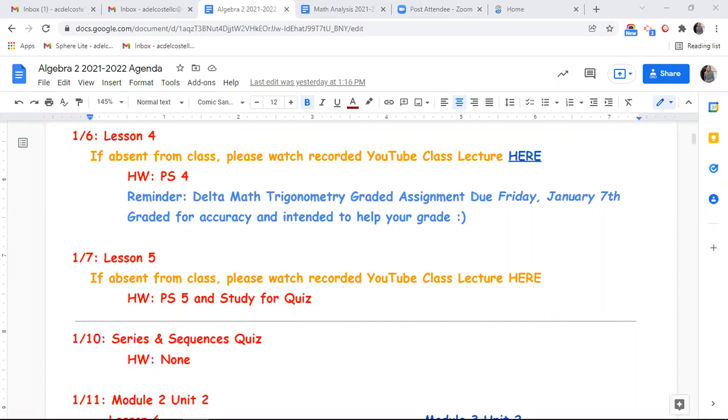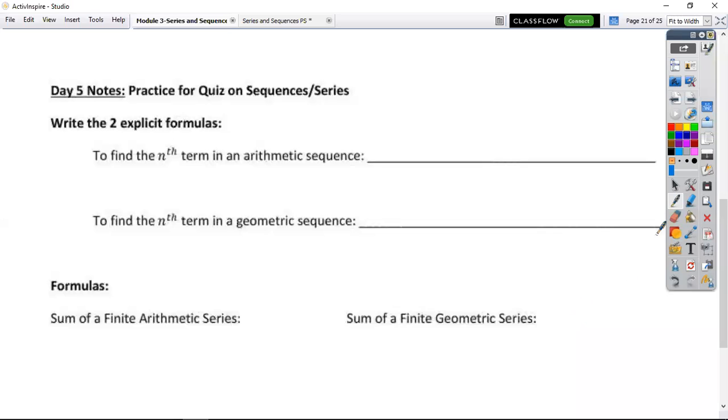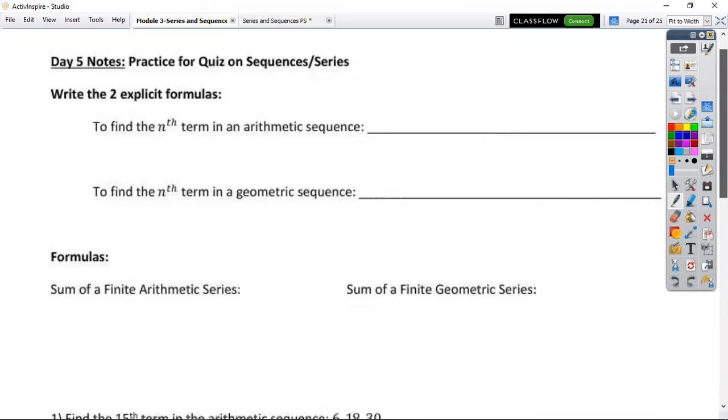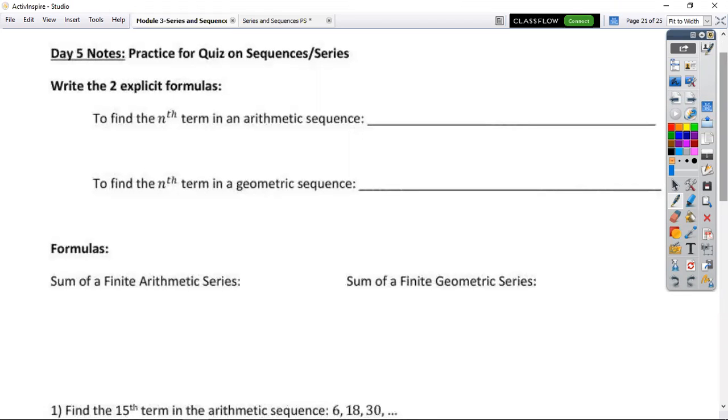All right, so for today, we're going to do your lesson 5 notes, which is just a review of your sequence unit. I'm going to start right here at the top. And I gave you a lot of space, so this is going to go quick.